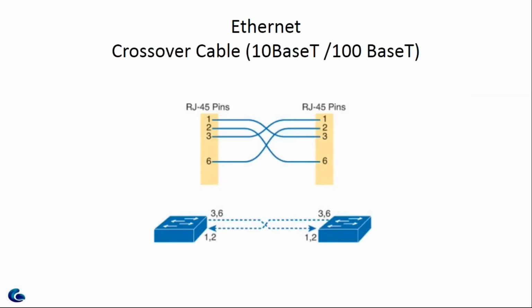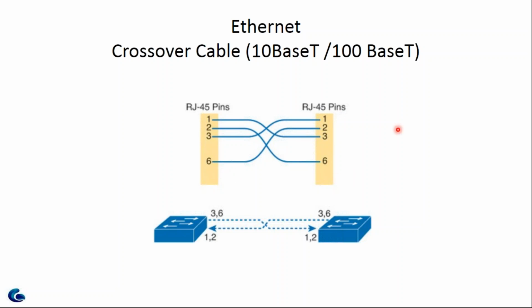But in case you are doing the opposite, for example, I have a switch connected to another switch. Now here the trouble is the pins are the same. If 1 and 2 are receive here, 1 and 2 are receive also here. If 3 and 6 are transmit here, 3 and 6 are transmit here. Now I can't use a straight cable, right? If I use a straight cable, what happens? 1 gets connected to 1, 2 gets connected to 2, meaning transmit is connected to transmit, receive connected to receive. And that is not acceptable.